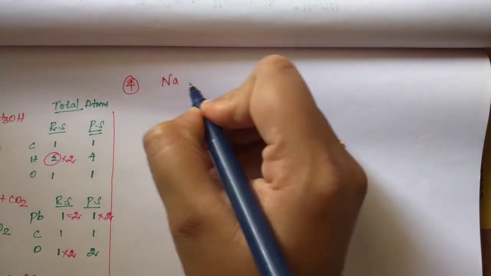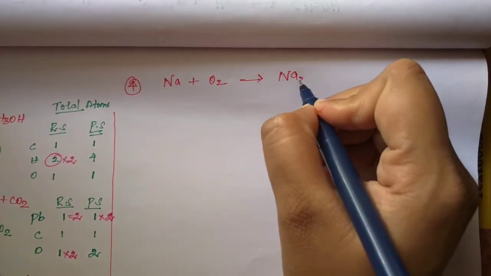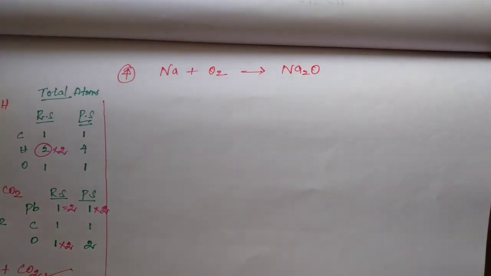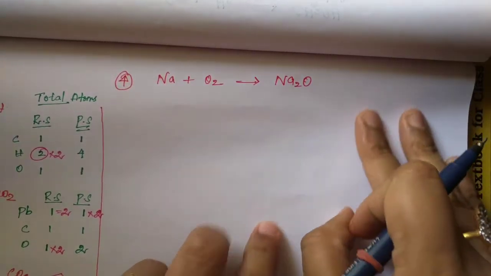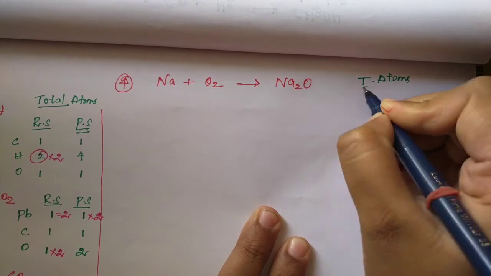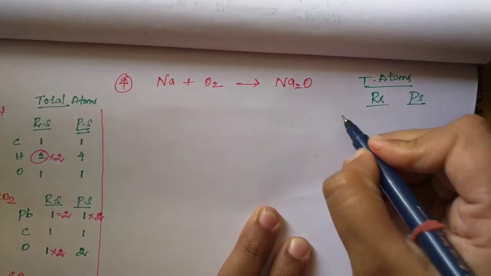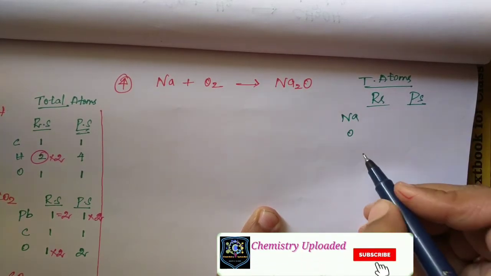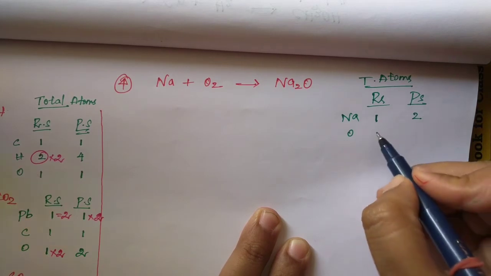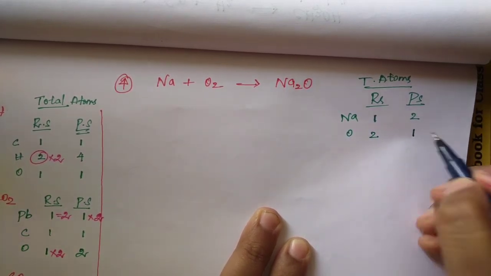Na plus O2 gives Na2O, sodium oxide. Total atoms here also same. Total atoms, reactant side, product side, sodium and oxygen. Reactant side 1 sodium, product side 2 sodium, and reactant side 2 oxygen, product side 1 oxygen.